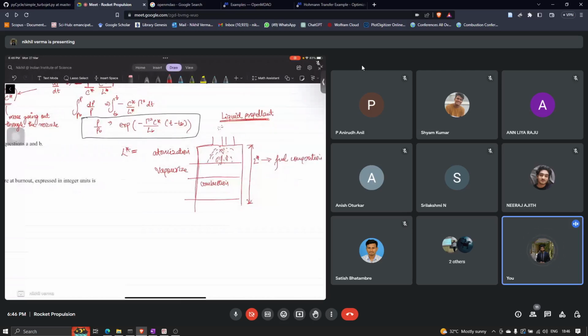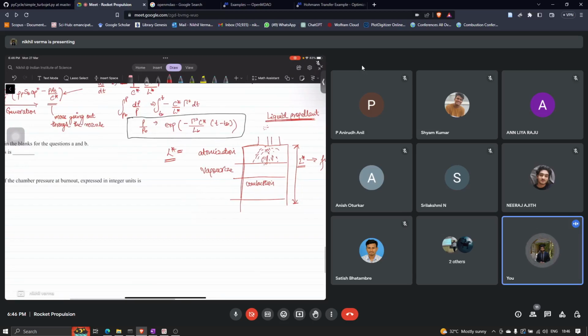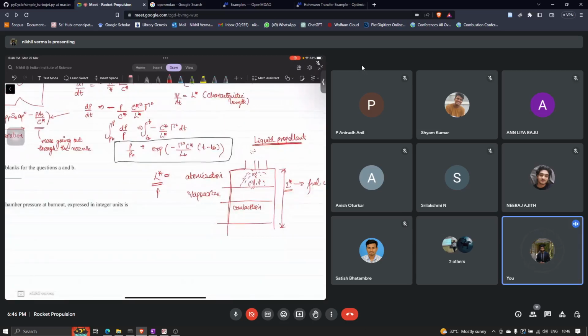So this is the parameter which is used to model the size of the combustion chamber. Initially we calculate the throat area based on the thrust that is required, and with L star and A_t we can calculate the volume of the combustion chamber. So this L star is experimentally determined.